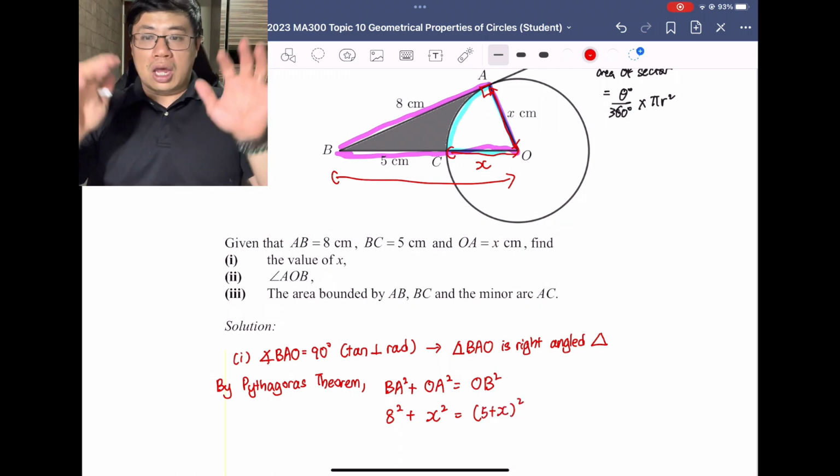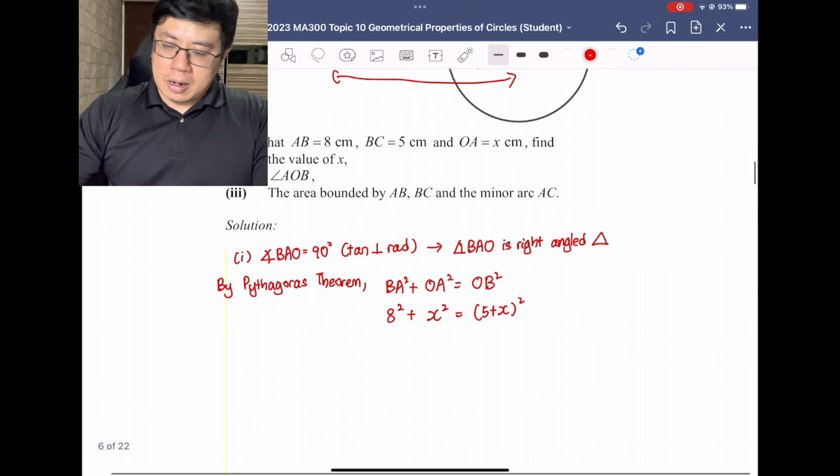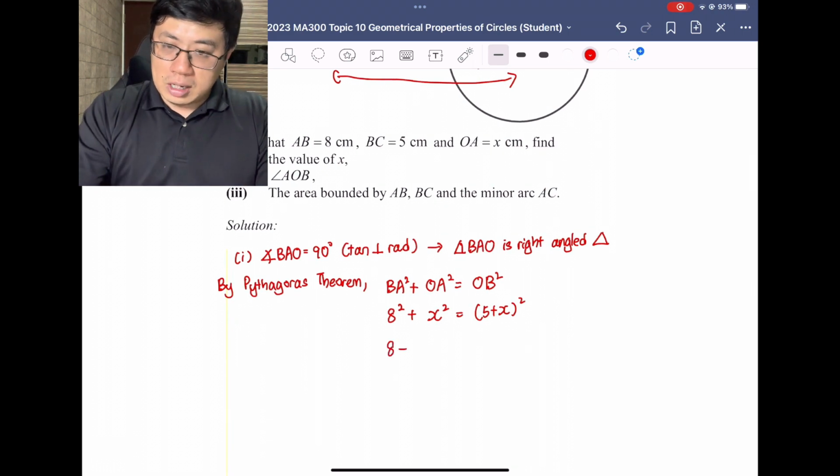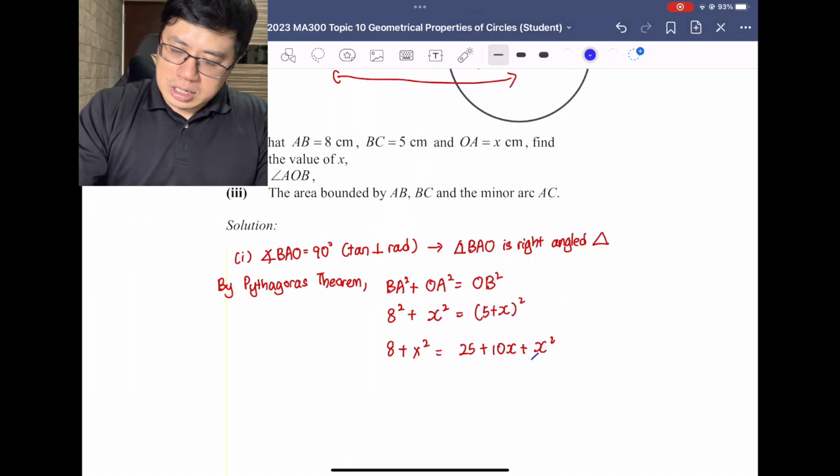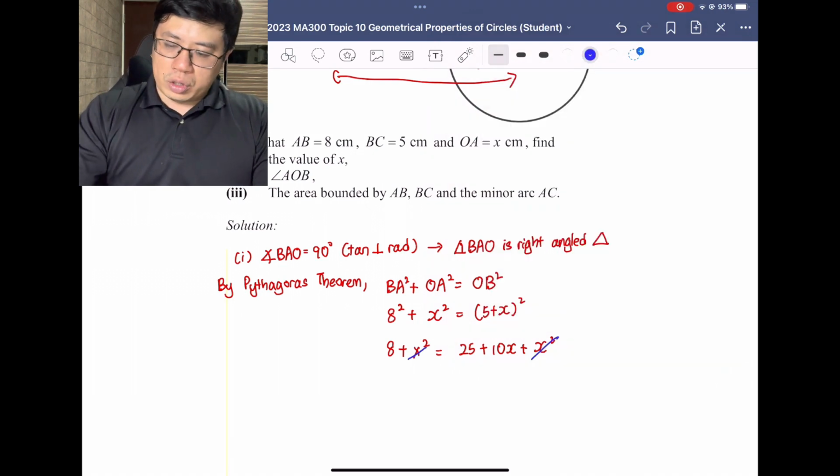So with that, you can actually go ahead to solve for X. Let me just expand everything. 8 plus X squared equals A squared plus 2AB plus B squared. Now very beautifully, our X squared can cancel off. We don't have to solve a quadratic equation.